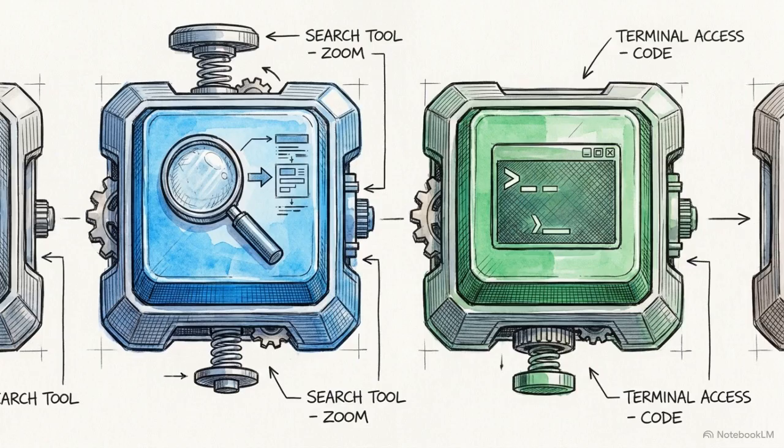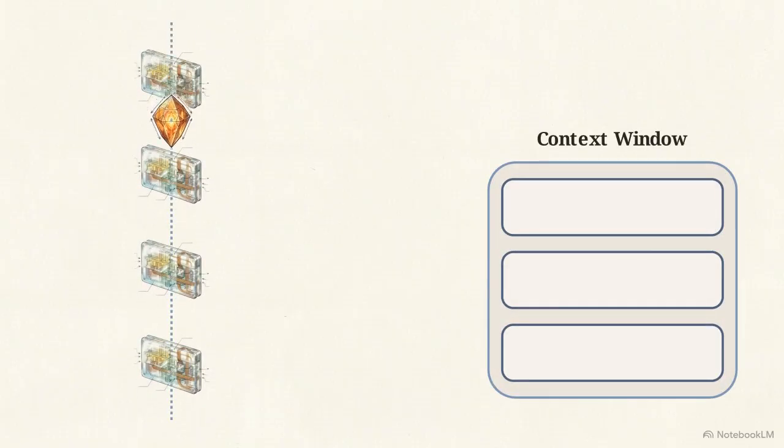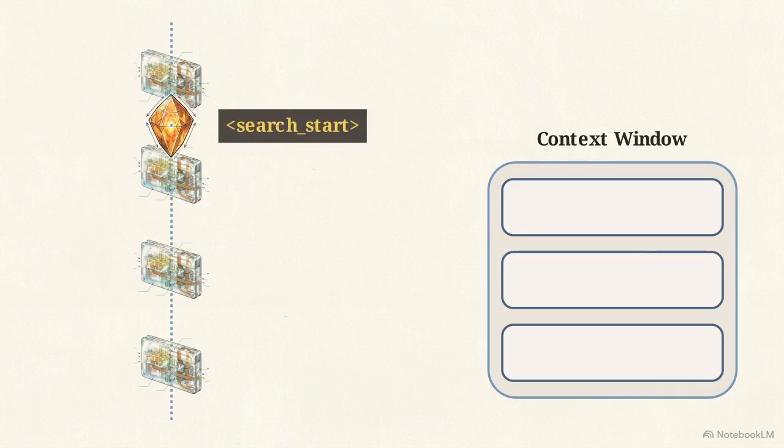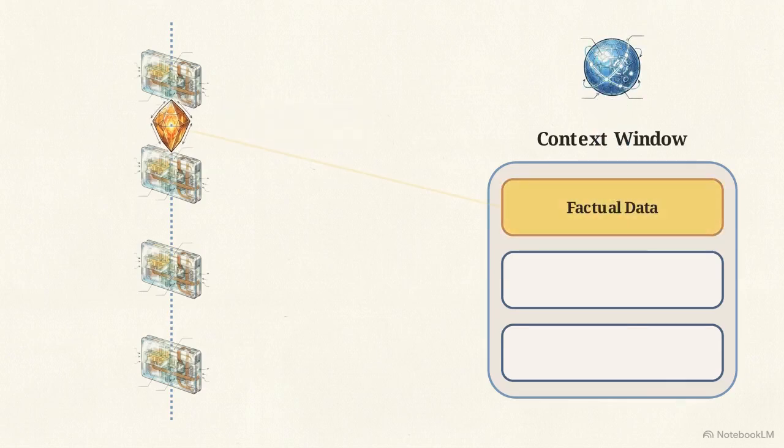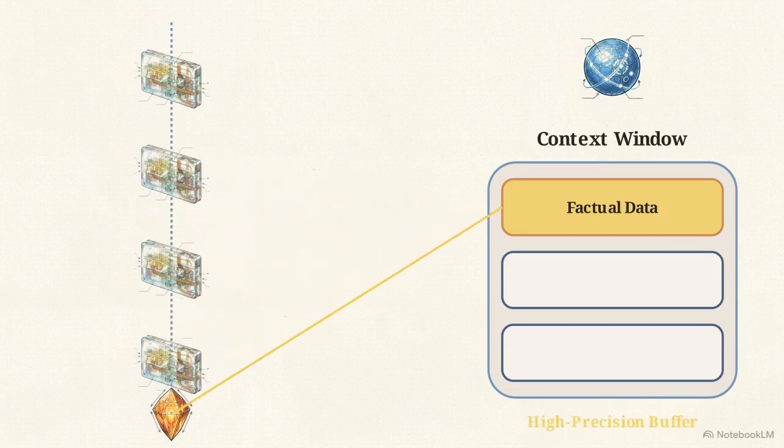To bypass parameter hallucination, you must lean on tool use, like web search or code interpreters. When encountering a gap in its knowledge, the model emits a special token that pauses inference entirely. This triggers a web search, retrieving the raw factual data and injecting it directly into the context window. Once this data is inside, it is perfectly available for the next forward pass. The model stops relying on vague memory and starts reading from the high-precision buffer.